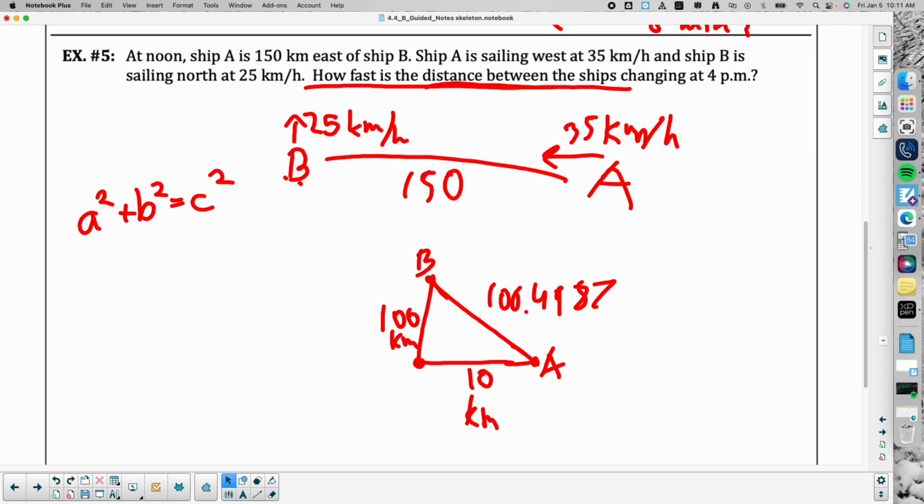So now we need to differentiate it because, of course, we're in calculus. Why wouldn't we? We need to differentiate it because we need to find out the speed at which they are going away from each other. So dc/dt. We need to find the derivative of c. Then that would be 2a.